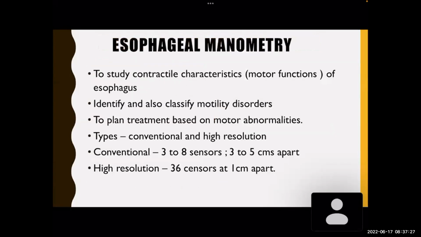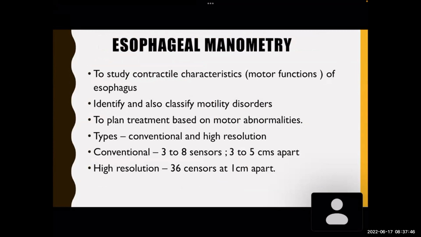Esophageal manometry is used to study the contractile characteristics, basically the motor functions of the esophagus, and it also identifies and classifies motility disorders. It also aids in planning the treatment based on motor abnormalities. The types of esophageal manometry are the conventional and the recent high resolution one.